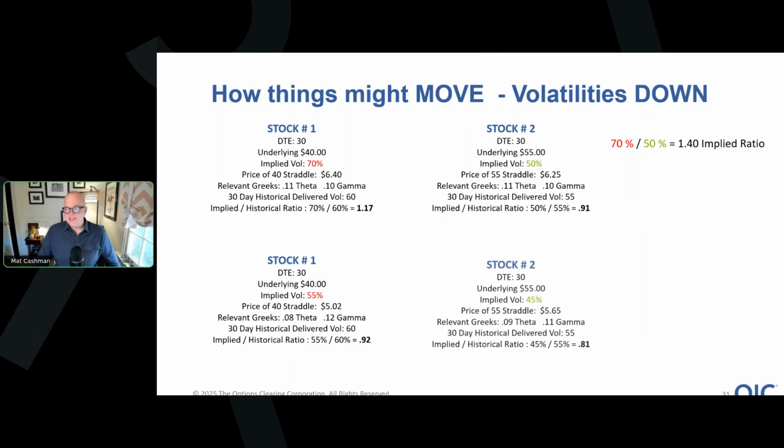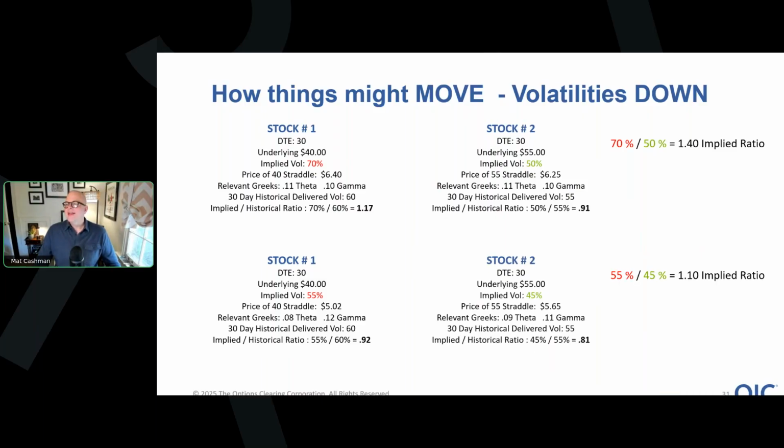Now, let's say that things move down as far as the ratio is concerned. 30 days to expiry still, but the underlying hasn't moved, and this implied vol goes down from a 70 down to a 55, and this one goes down from a 50 down to a 45. Well, what do you have now? You are short this ratio still, but it has moved down from a 140 to a 110. Keep in mind, because you're short one straddle and long the other one, you have a relatively neutral Greek position, but you're short this implied vol ratio between the two.